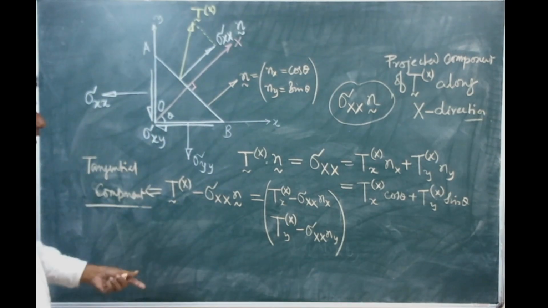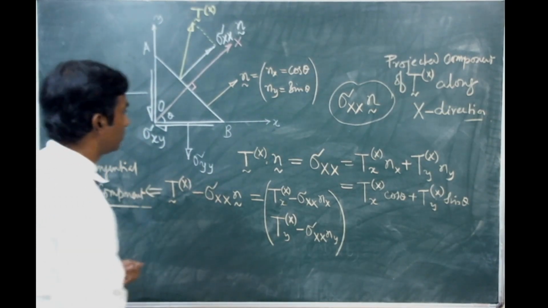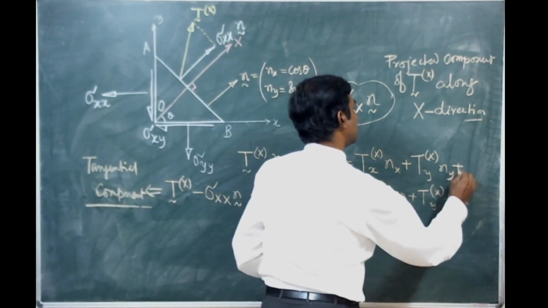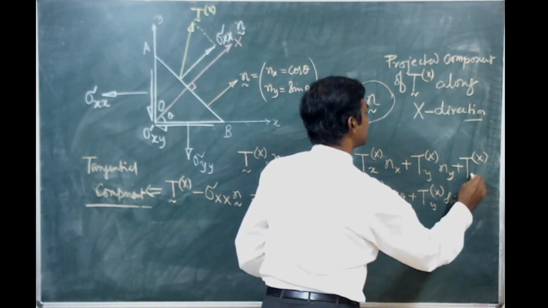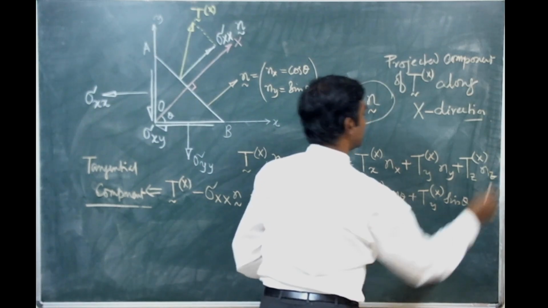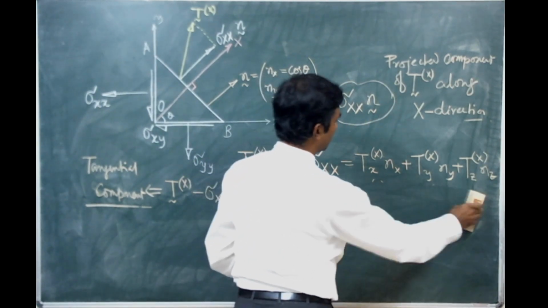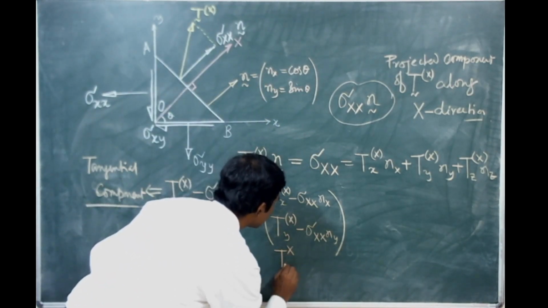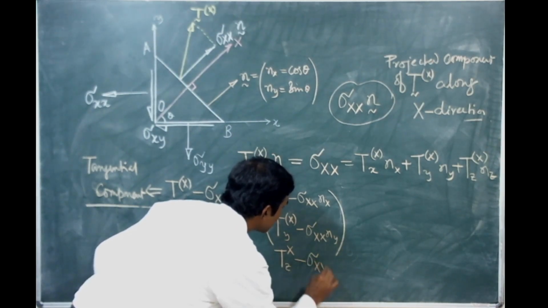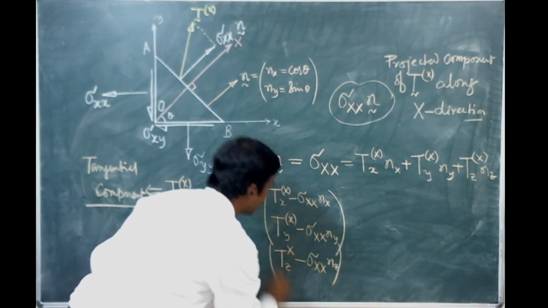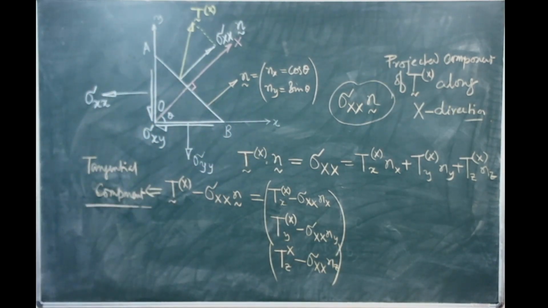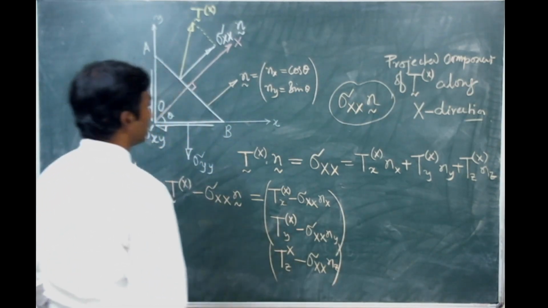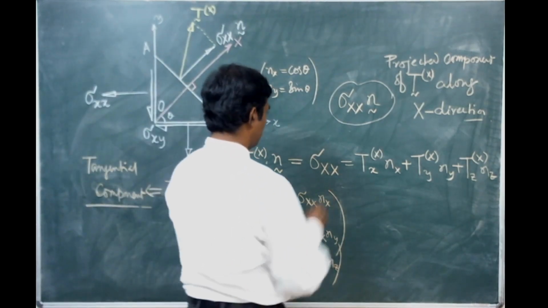The same idea can be extended to a three-dimensional situation. In 3D we need to add one more component, T capital X Z, so we get one more component T x Z minus sigma x x and Z. For 3D you have three components. Basically, they are vectors. This is the magnitude of the normal component.